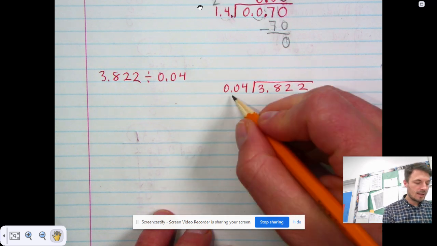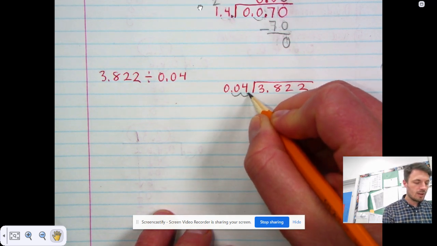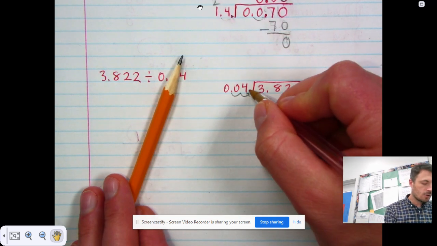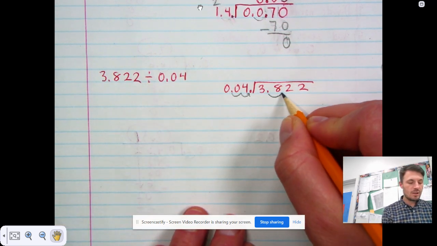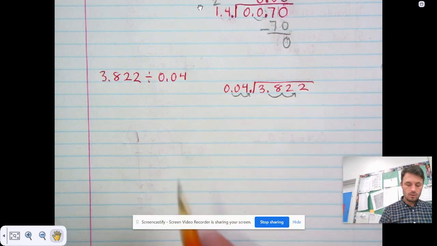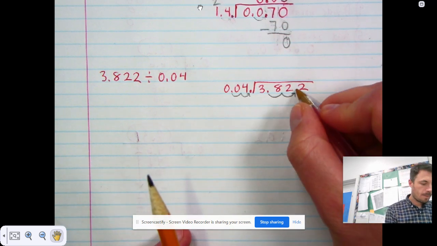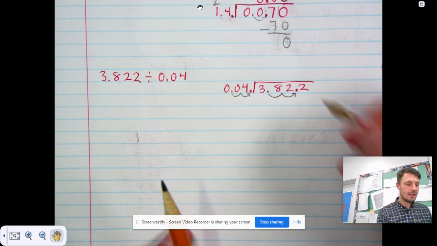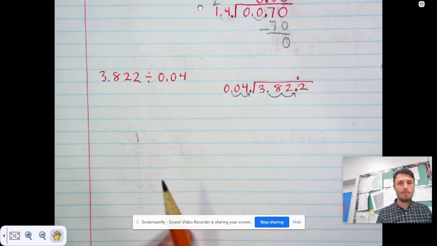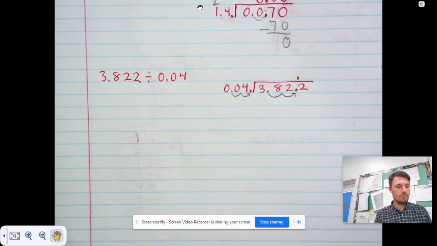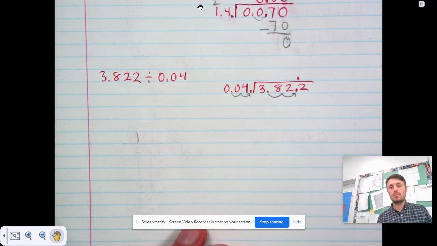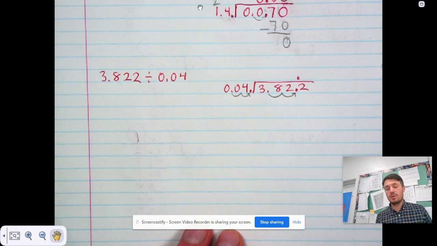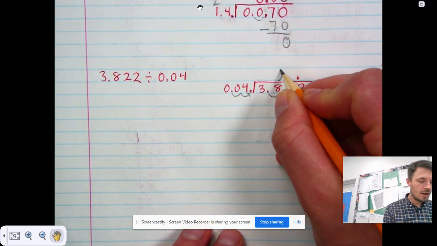First thing we do is decimal hops over to get all the way to the right of the divisor. And then the decimal and the dividend copies. He hops twice as well. So now he's right here. Next step is decimal takes the elevator to the top floor, and then we divide normally. 4 can't fit into 3, but 4 can fit into 38. How many times can 4 fit into 38? Well, 4 times 9 is 36. That's as close as we can get without going over. So we'll try a 9.